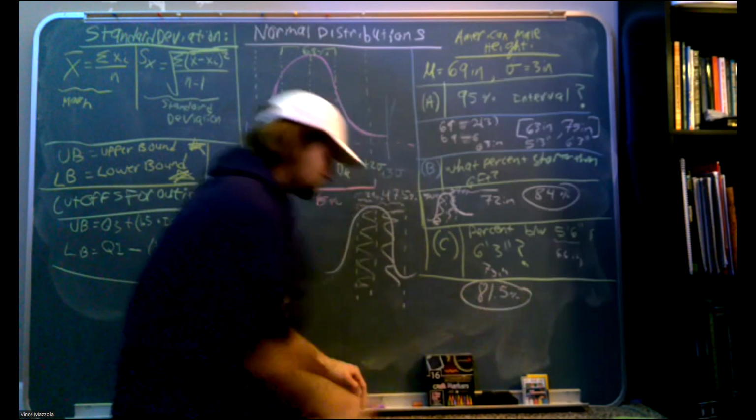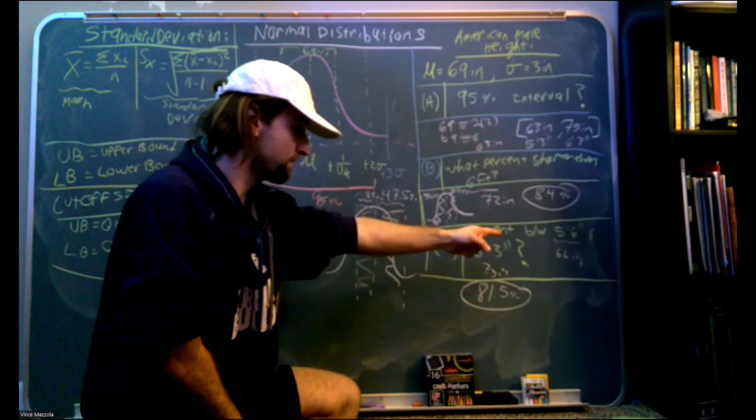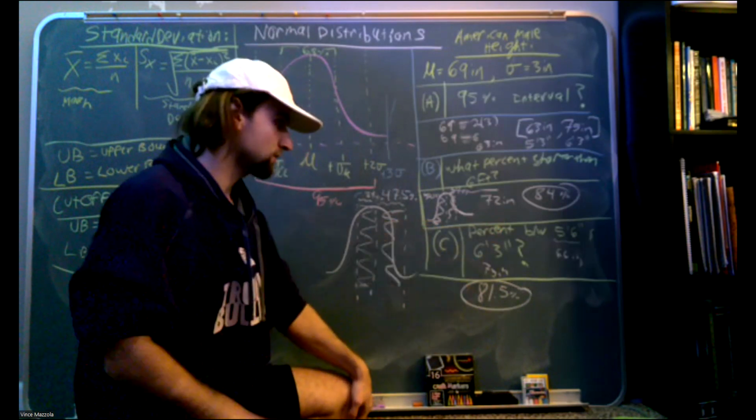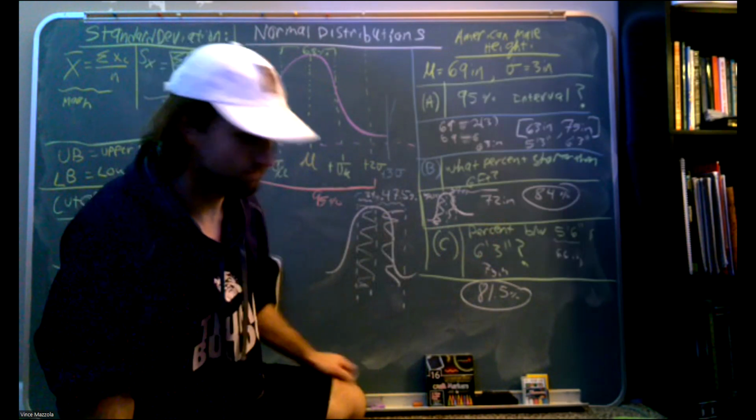So add these two values together, 34 plus 47.5, that means that 81.5% of all American males will fall between 5'6" and 6'3". How about that? Isn't that interesting?